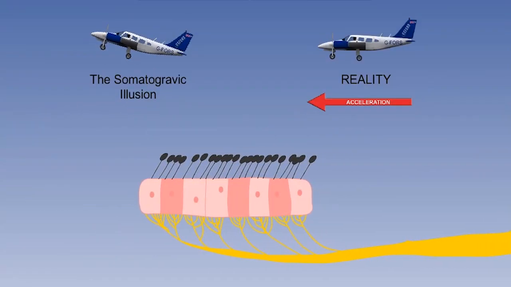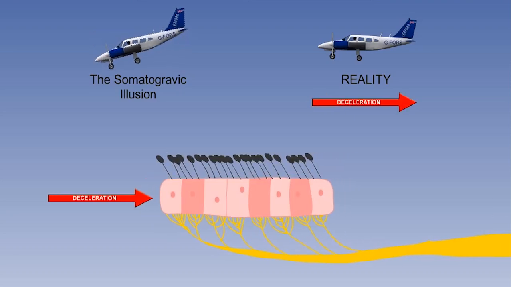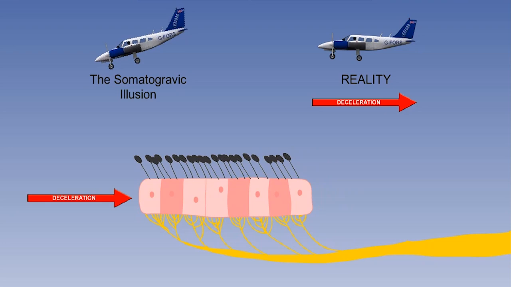Somatogravic illusion occurs during straight-line acceleration. The hairs in the otoliths bend backwards, giving the impression that one is pitching up. During deceleration, the reverse is true, and the impression is given of pitching down.